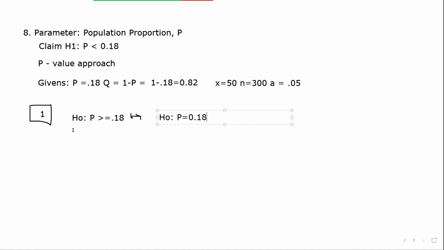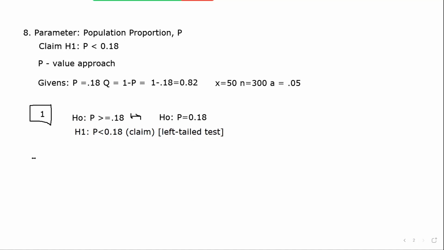Now we're going to write my claim, which we have from the top. So H1: P less than 0.18. And that's going to be a left-tailed test. This is a left-tailed test. We also know that this is the claim that I'm testing, so I'm going to move this over and write the word claim next to it. Claim here. All right. Any questions about this part so far? No. Looks pretty straightforward, right?